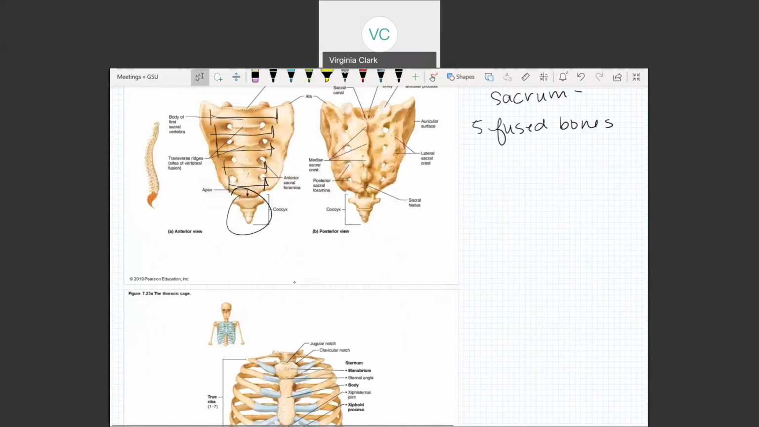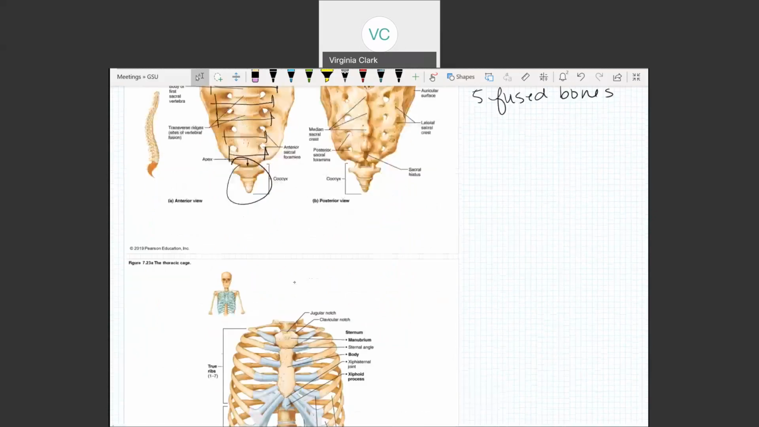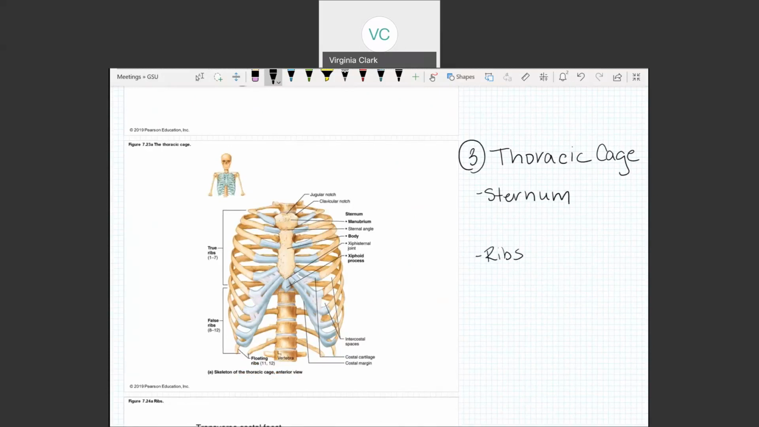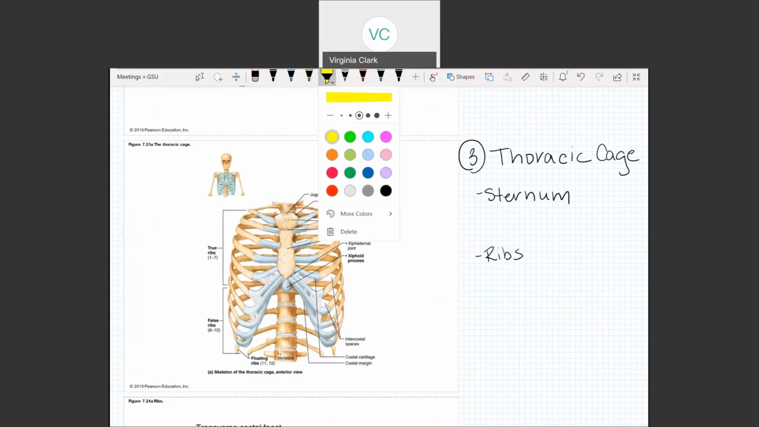Okay, so that is your one more section in your axial skeleton, and this is going to be your thoracic cage. So we've got our skull, we've got our vertebral column, and this is going to be our thoracic cage. So this is going to be made up of your sternum and your ribs. So your sternum is essentially what we call our breastbone, and it is the bone that is right here. You do need to know all of the parts of the sternum. And then the ribs are going to connect to the sternum.